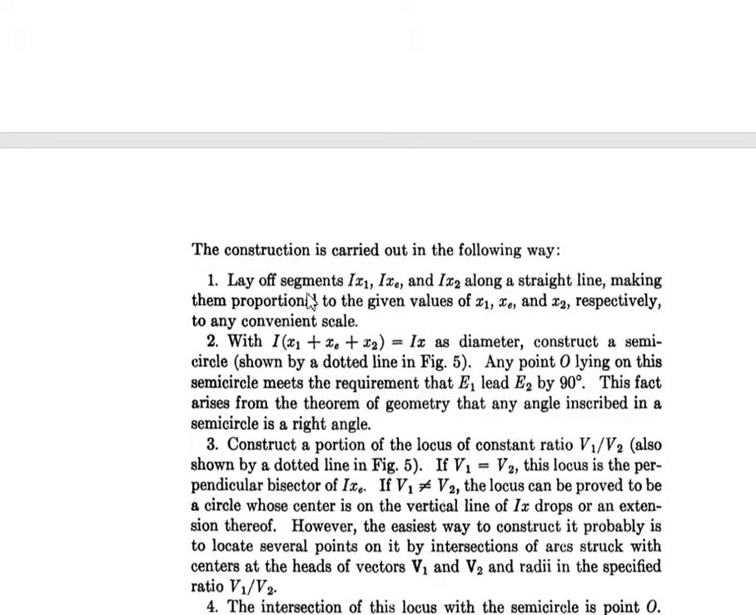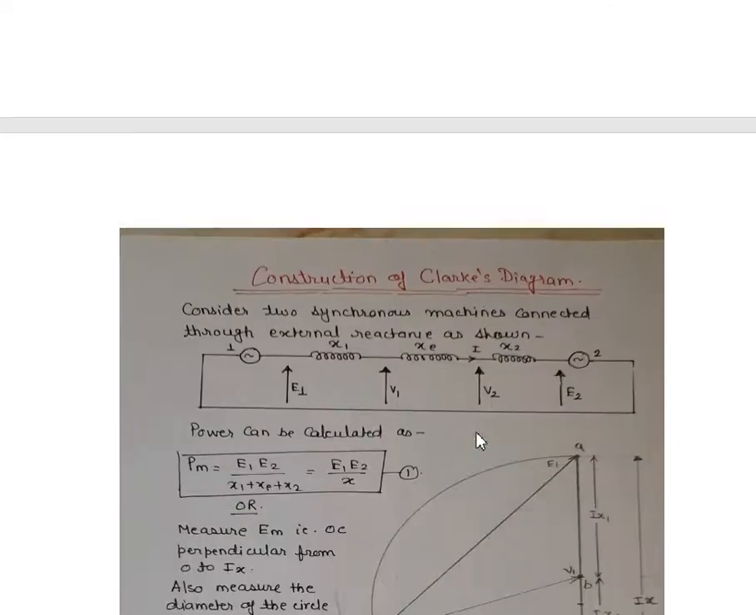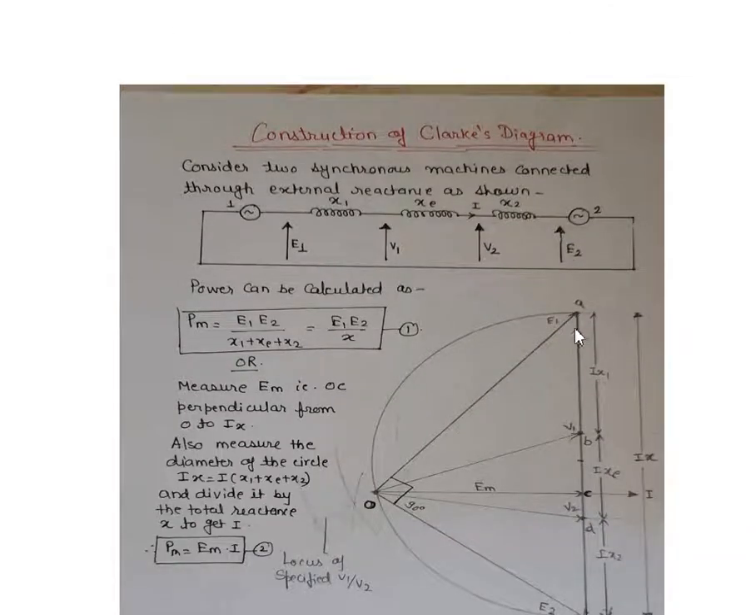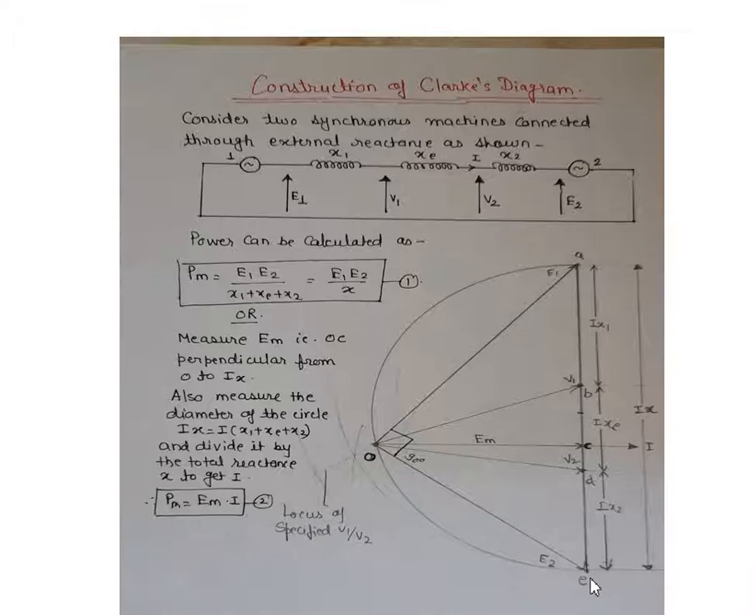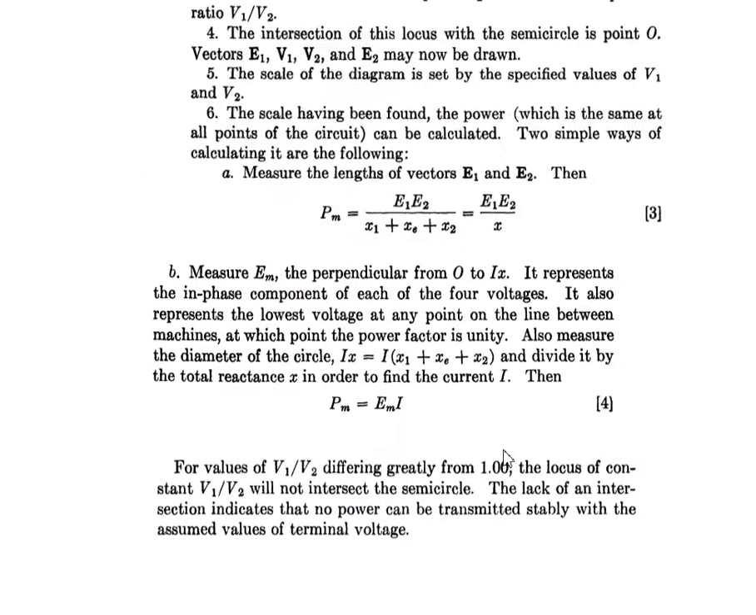The first step is to lay off segments Ix1, Ixc and Ix2 along a straight line, making them proportional to the given values of x1, xc and x2 respectively, to any convenient scale. So in the first step, take any scale to draw this AB, BD and DE. Draw a straight line. Have you drawn? So this AB stands for Ix1 drop, BD for Ixc drop and DE for Ix2 drop, right? Let us see the second step.